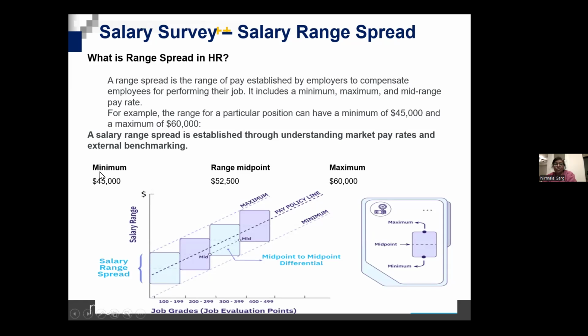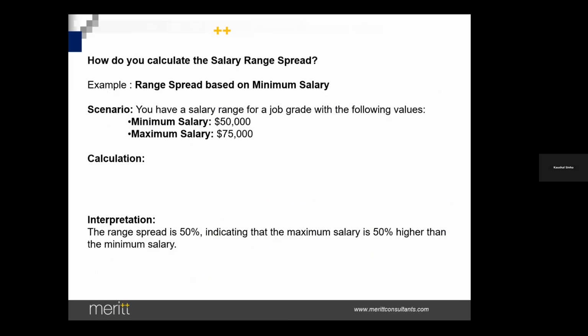No, I'm asking you to calculate. Minimum is 45,000, maximum is 60,000. Just calculate the midpoint. Did everybody get that? 52,500? Yes. How did you get that? Maximum plus minimum divided by 2. Absolutely. Everybody got that?